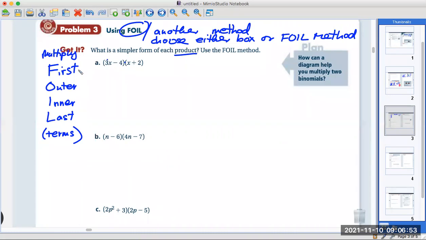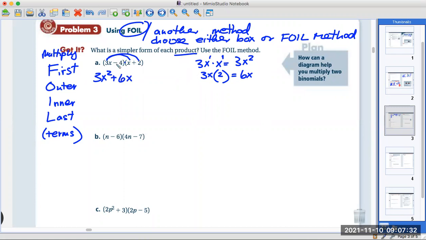Okay, so we're going to make bows. I'm going to multiply the first term. So this is your first term and this is your first. So I'm drawing a bow. So 3x times x is 3x squared, because you're multiplying, so you're adding the exponents. 1 plus 1 is 2. So 3x squared is where I start. Outer terms are this one and this one. I draw a bow to help me remember which ones they are. 3x times 2 is 6x. Plus, it's a positive 6x.